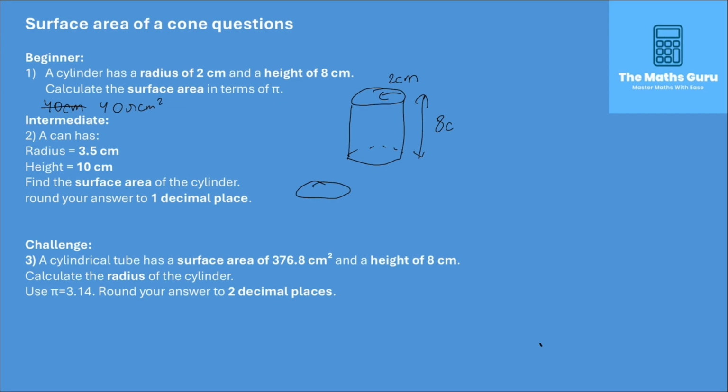So, a can has radius 3.5 centimeters and a height of 10 centimeters. Find the surface area of the cylinder.